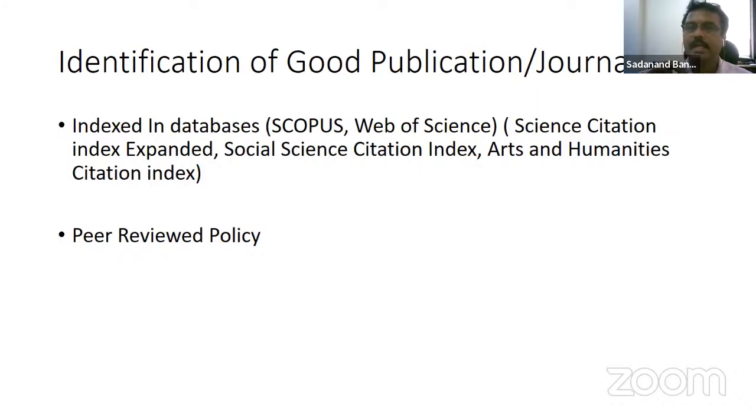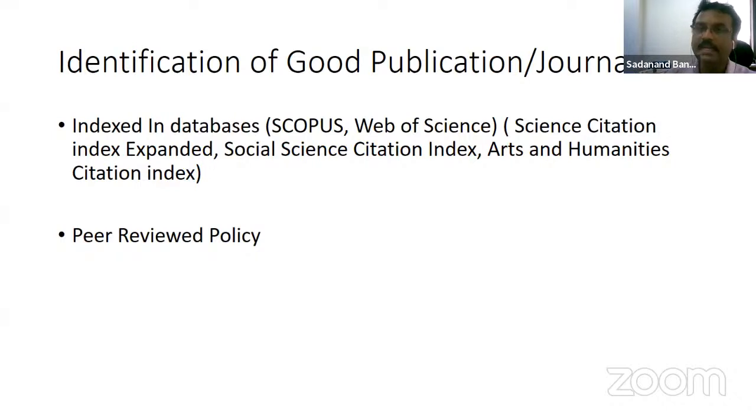Because when it comes to such databases, it could be Scopus, or it could be the Web of Science. Now again, the Web of Science has different databases. Science Citation Index Expanded is there. Previously, it was Science Citation Index. Now it has been expanded, the term has been added. There is another one, Social Science Citation Index, and Arts and Humanities Citation Index. So based on this, you can choose your own journal.